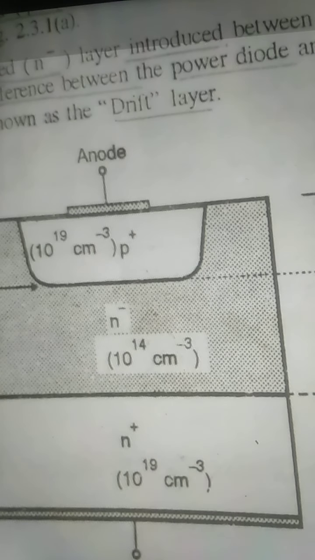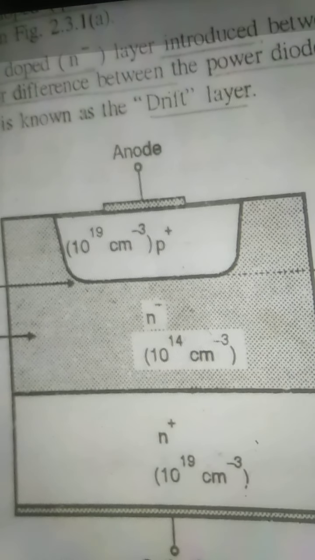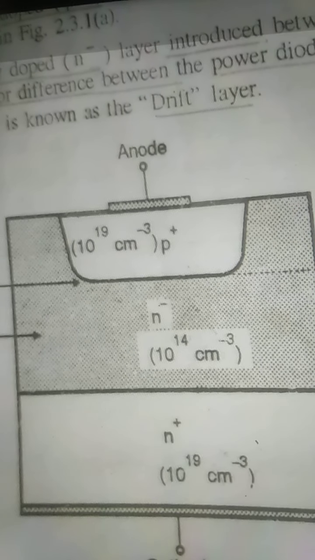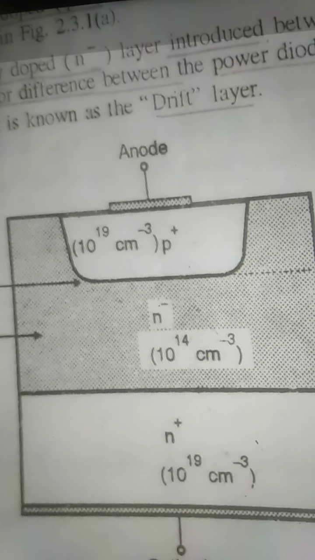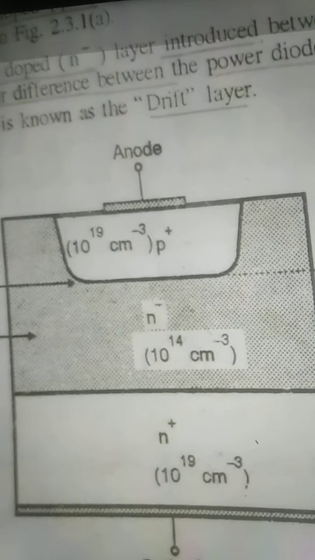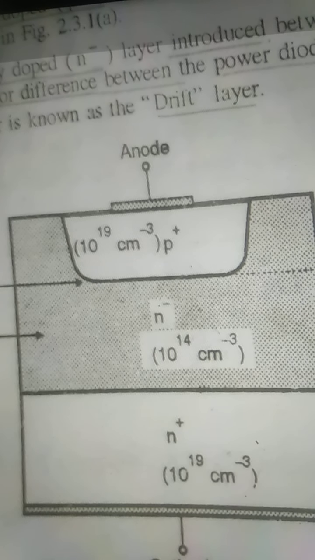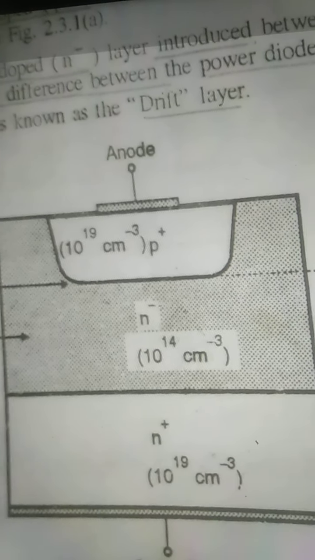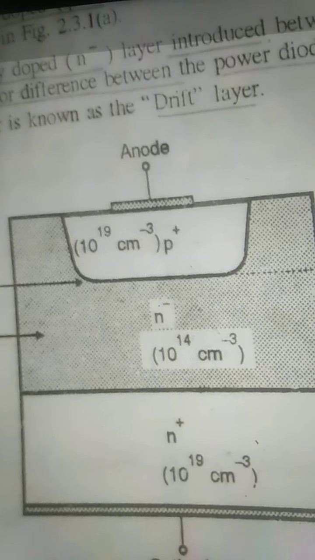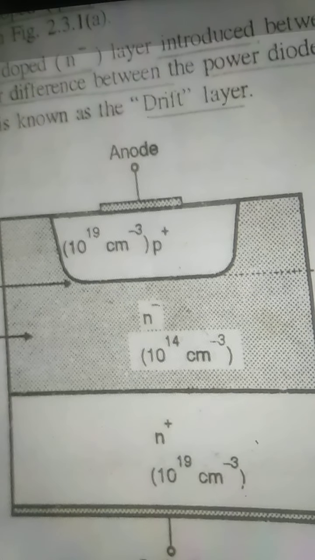This n minus layer is nothing but the drift layer. This drift layer decides the reverse blocking capability of this power diode. Reverse blocking capability is very important in case of power diode, because very heavy reverse current is going to flow through the device, and this may damage the device. So reverse blocking capability must be very high in case of power diode.